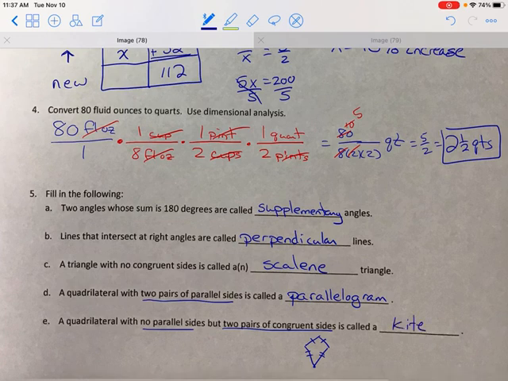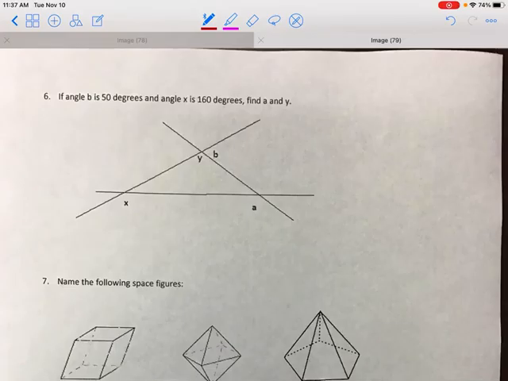So it's a good idea to be familiar with all of your basic vocabulary, triangles, quadrilaterals. Look through those before the final exam. All right, we're going to do number 6 on the next page.